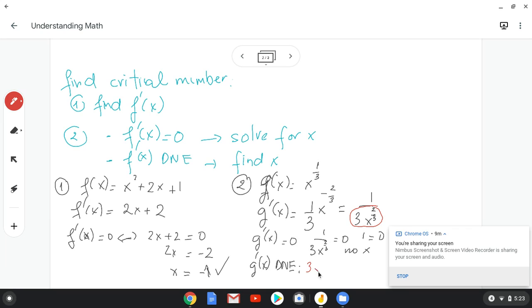So 3x to the 2/3 is equal to 0. And when you solve, you have x equal to 0. And then you say x equal to 0 is a critical number. Okay, so far so good. And then you can see the graph.